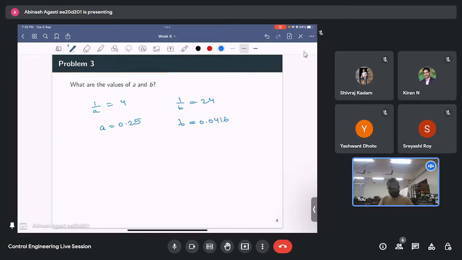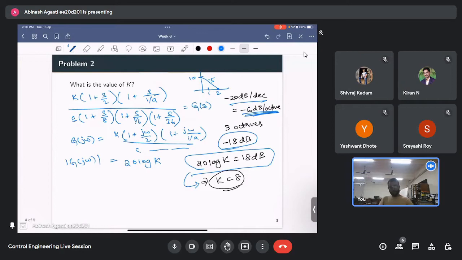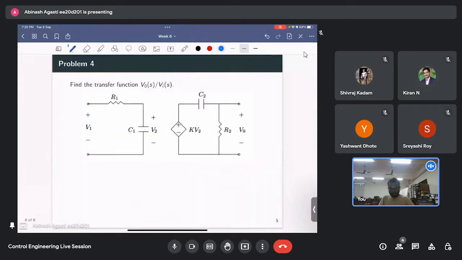Okay, so this one was simple, I guess. Is the Bode plot thing clear? Anyone has any doubts in this K calculation? No. Okay, so we move forward.